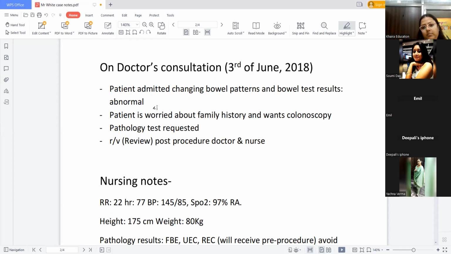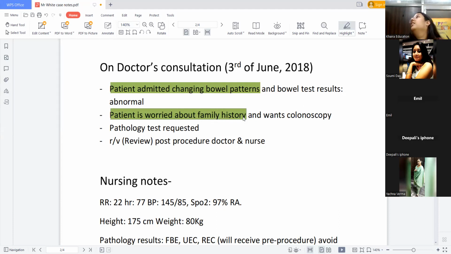As you mentioned before, the previous history in colonoscopy and all, we can avoid that. Right. So you can either pick up the information about the bowel test scan results and the family history from the previous part of the case notes, or from here. From here, you can pick up the changing bowel patterns that the patient has, and that the patient is worried about the family history. That's the reason he has requested the colonoscopy, because that's one more factor why the colonoscopy is being requested.